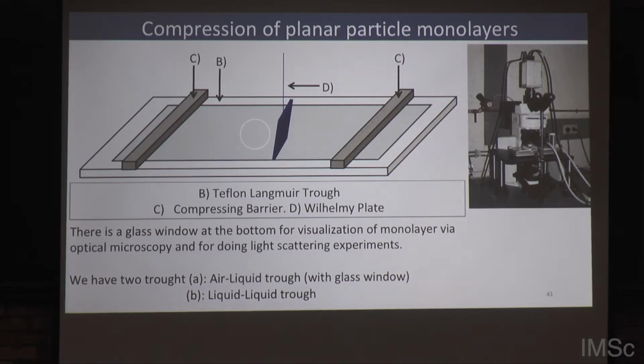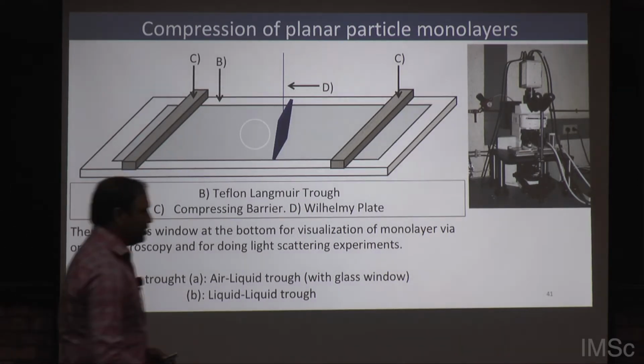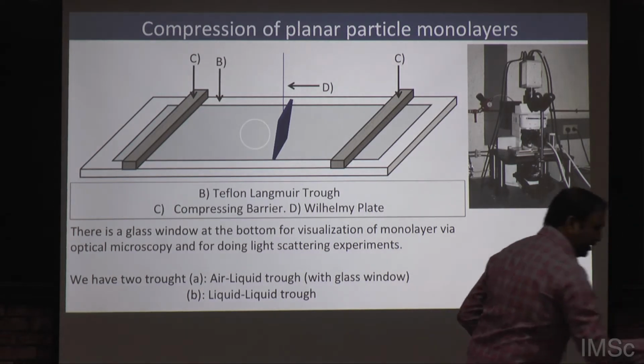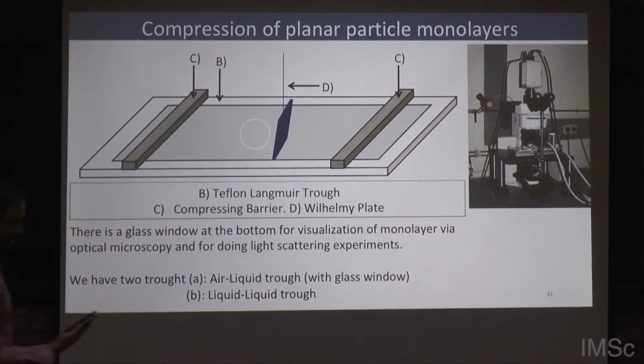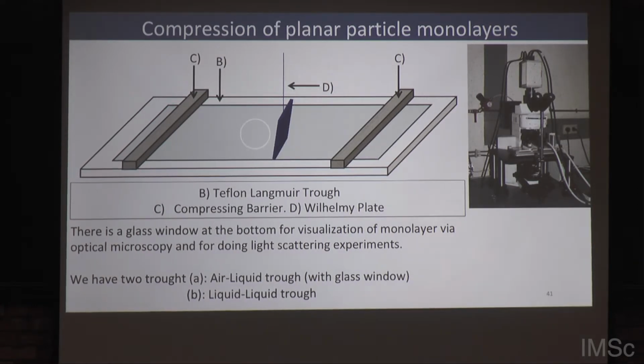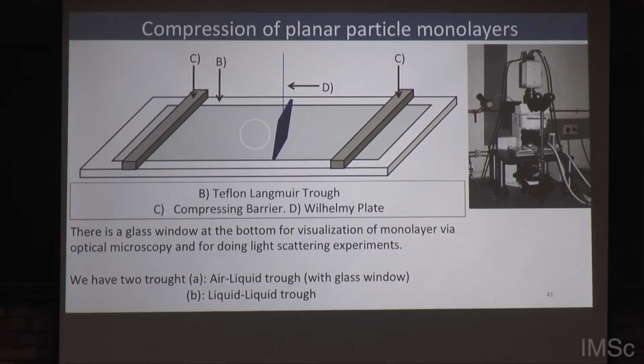So I just want to move on to a different type of experiment. These are compression experiments, done in what is called a Langmuir trough. It's a rectangular trough in which you can put the fluid and then sprinkle particles on the surface, and there are these barriers, this and this, which I can move by a stepper motor. By doing that, you are reducing the area that is available for the particles.